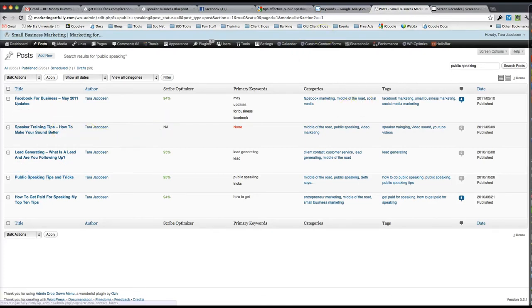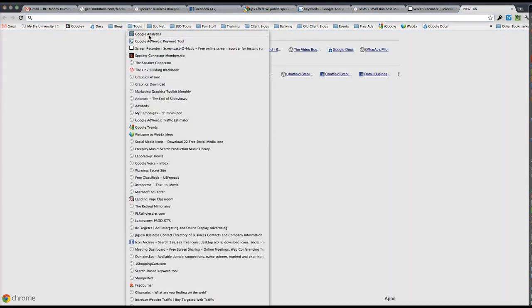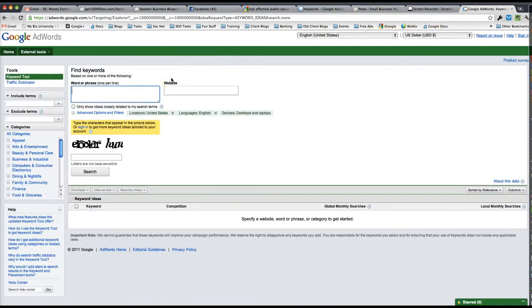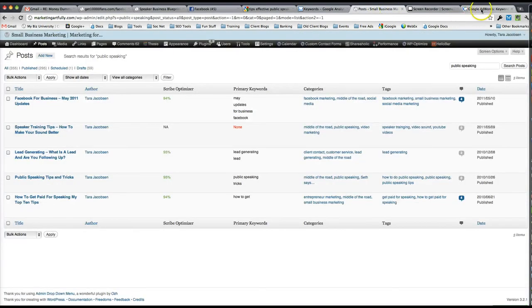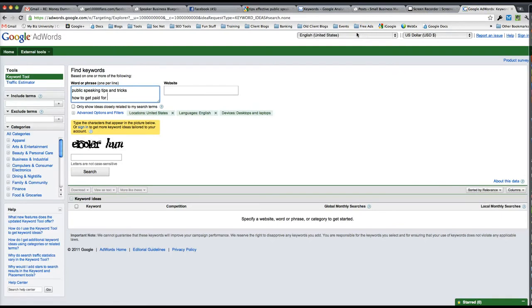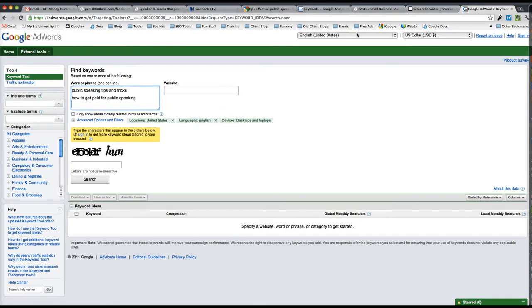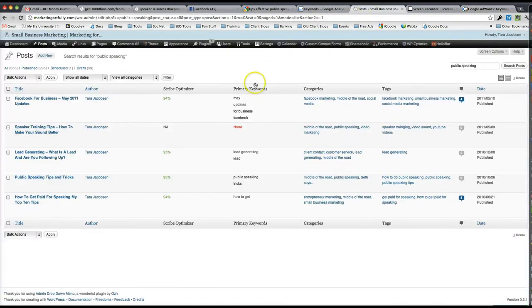So my 3 keywords that I'm looking at are get paid for speaking, public speaking tips and tricks, and speaker training. We've already looked at analytics to know what we're doing. Now I want to go to what's called the Google External Keyword Tool. We're going to put in those 3 terms and try to see which is going to be the best. So we have public speaking tips and tricks, get paid for public speaking. My heart tends to go there because I am going to be selling something. People that want to get paid for speaking are more likely to pay me for training. And then speaker training tips.